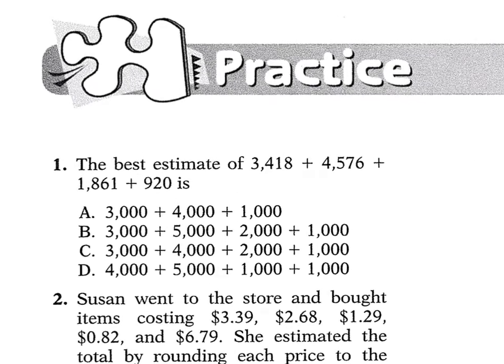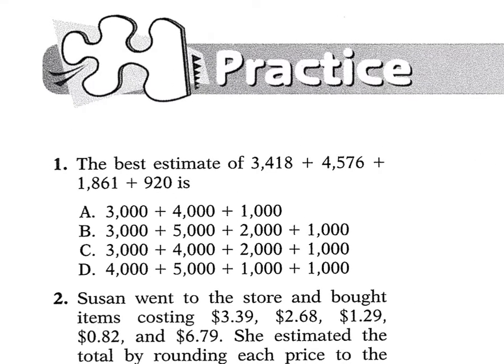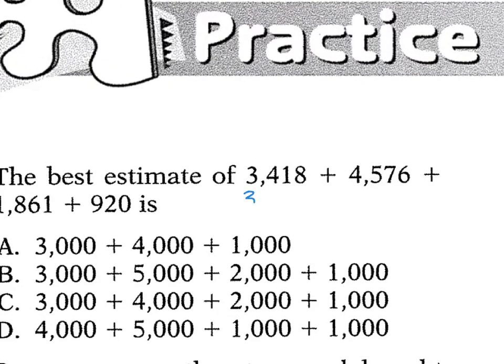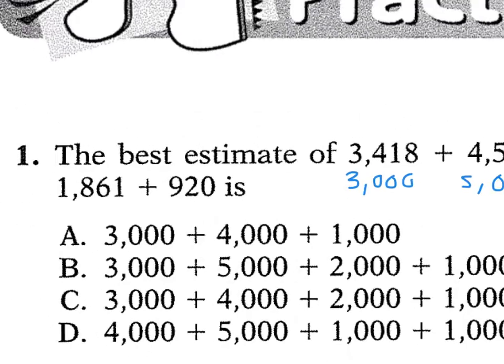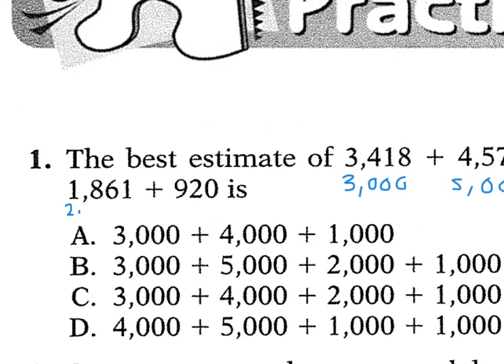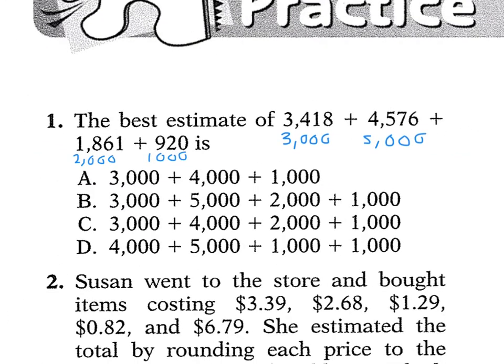For number 1, to estimate 3,418 plus 4,576 plus 1,861 plus 920, we would round all of these. This one we could round to 3,000. This one we could round to 5,000. This one we could round to 2,000. And this one we would round to 1,000. So our best estimate would be B.